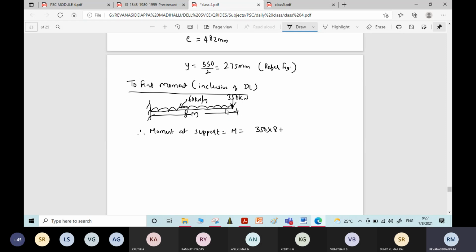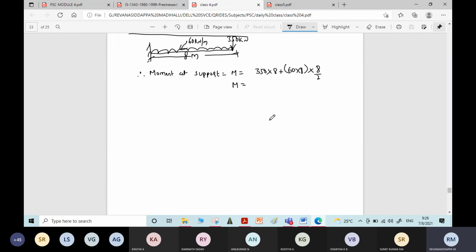Then the moment of the UDL, 60 kilonewton per meter, about the support. First you convert that UDL into a point load, that is 60 multiplied by 8 meter, into the perpendicular distance, span divided by 2, 8 divided by 2. By this we will get the total moment acting at the support. How much? Tell me the answer. Calculate, students. Tell me the answer quickly.